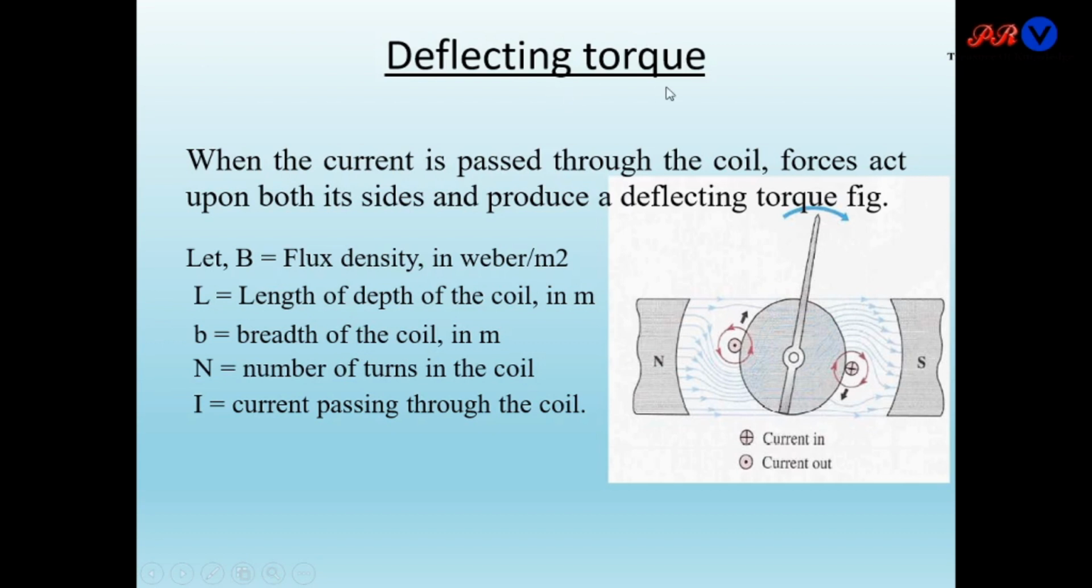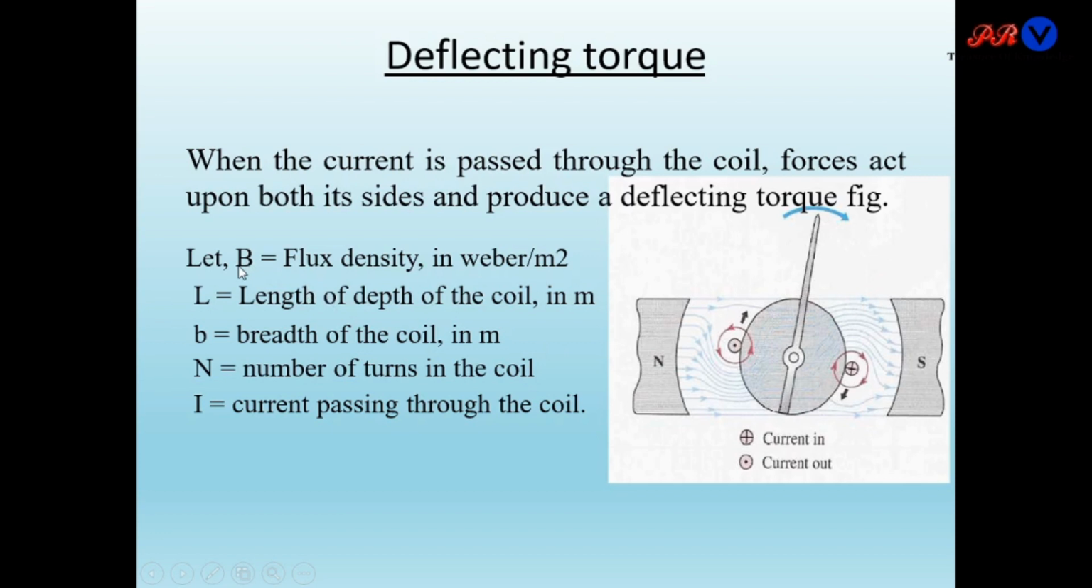Deflecting torque. Now we have to find the expression for deflecting torque. When the current is passed through the coil, forces act upon both its sides and produce the deflecting torque as shown in the figure. This is the north pole, this is the south pole of the magnet. This is the outward movement, this is the inward movement of the current. So force acts upon both its sides, means force will act on this side as well as on this side. Through this force or torque, our pointer will start rotating.